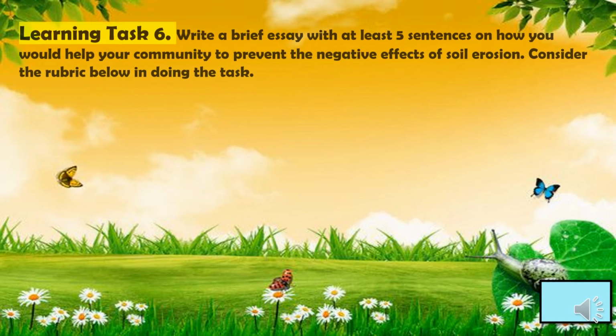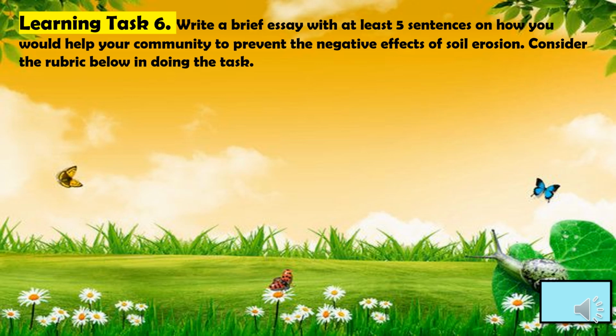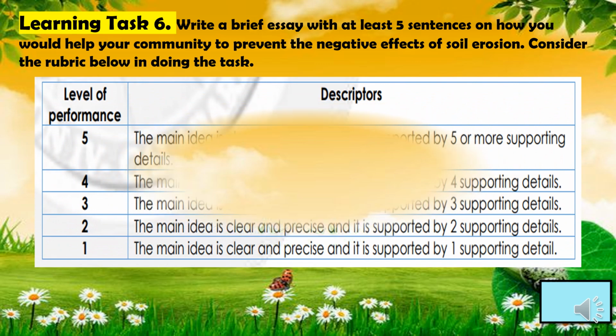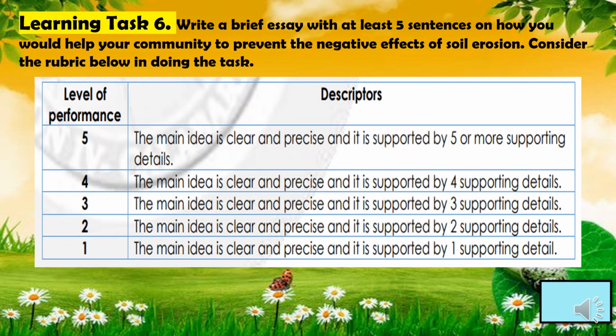For learning task 6, write a brief essay with at least 5 sentences on how you would help your community to prevent the negative effects of soil erosion. Consider the rubric below in doing the task. So we have the rubric. So we have the level of performance and the descriptors.